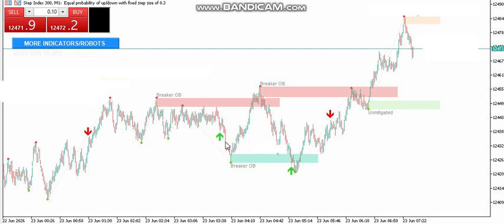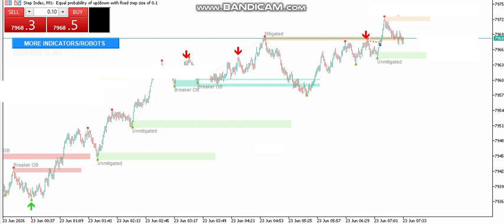So let me show you guys how it works on our other index, the Step Index. We have our Step Index 100 here. You can see this is Step Index 100 here. So let me explain this to you. You can see what happened here.